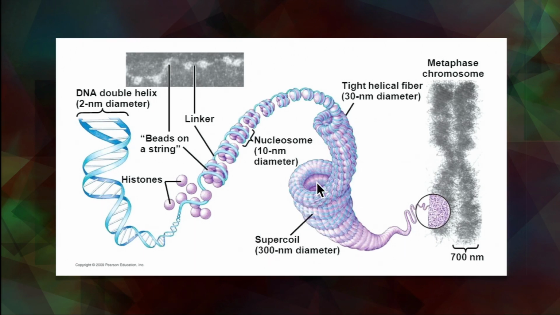So when it's like this, you're not going to transcribe or translate anything, okay? It's too tight. It's not available. So to do that, you have to unwind the DNA, which is what you see over here. And when it's unwound like this, then you can transcribe it and you can translate it.